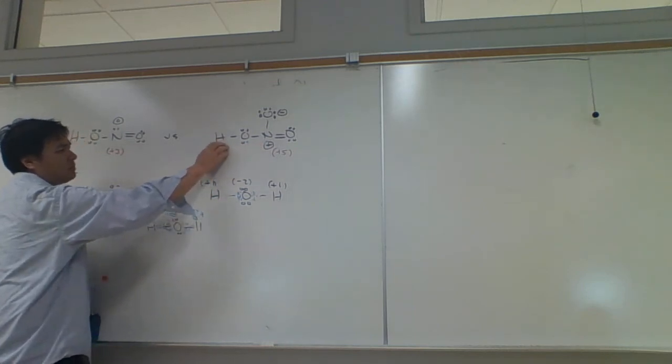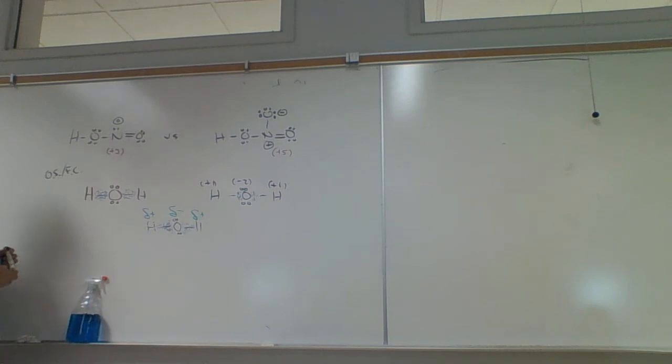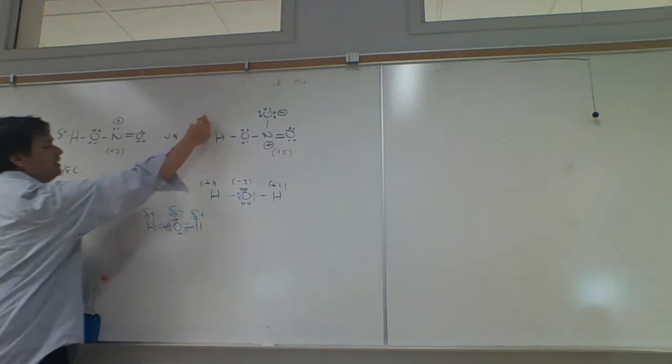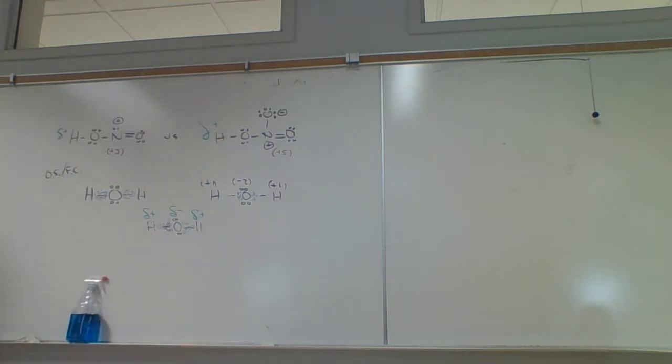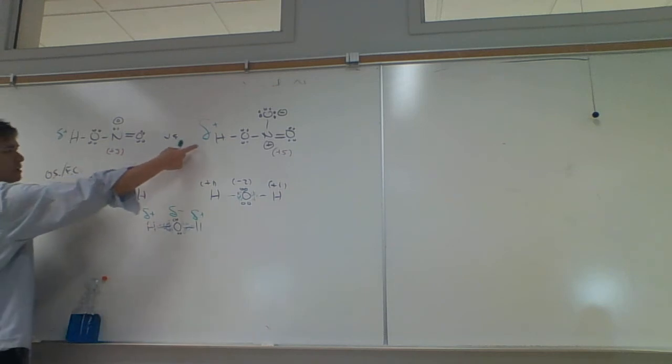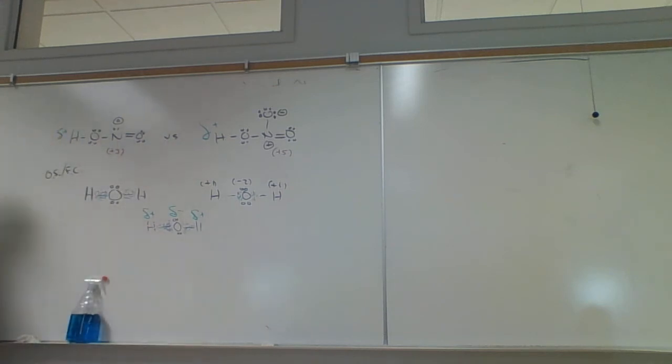Which is, in turn, going to make this more polar. And so in terms of polarity, this hydrogen is a lot less positively charged. This hydrogen is a lot more positively charged. This hydrogen is a lot more covalent. This hydrogen is a lot more ionic in terms of percent ionic character.